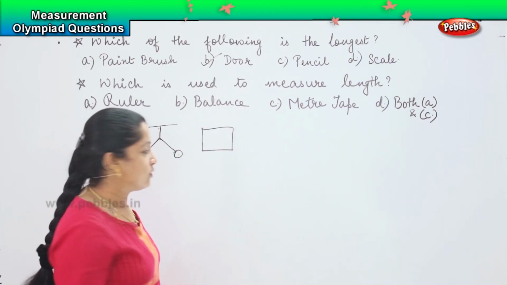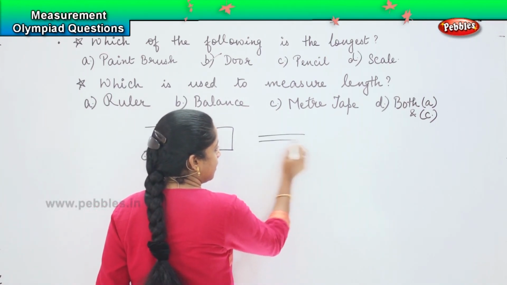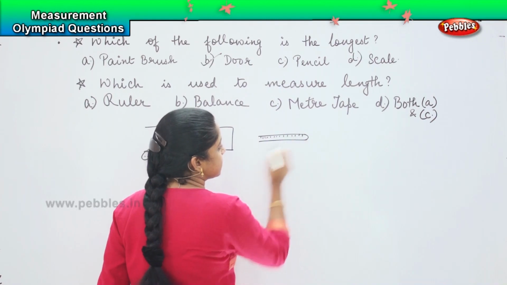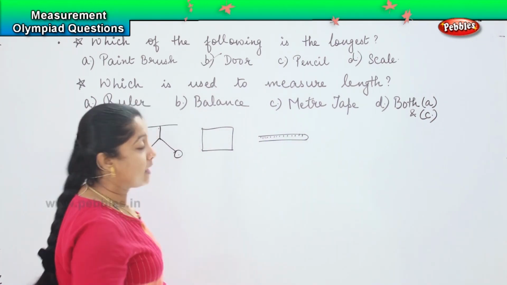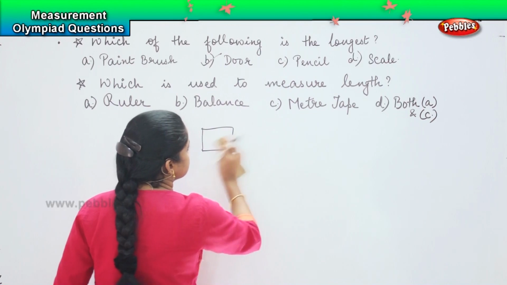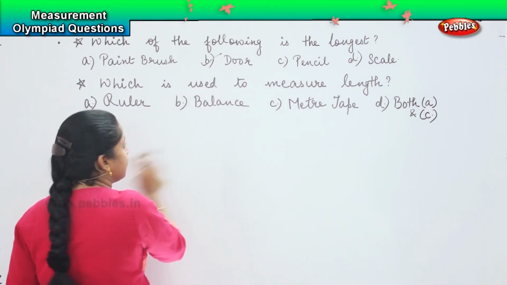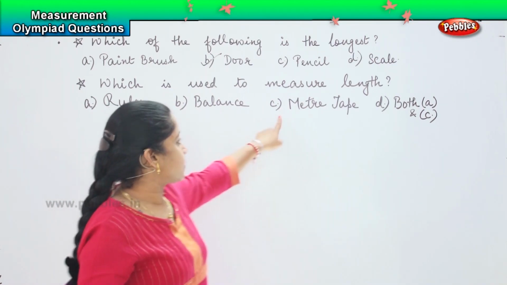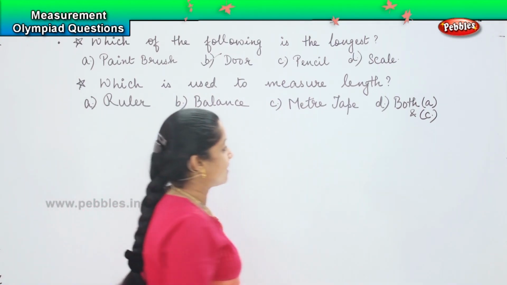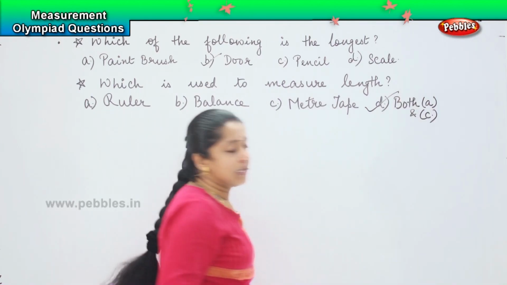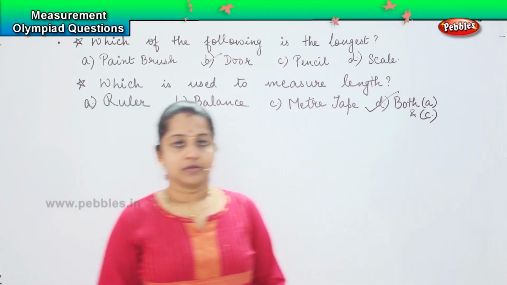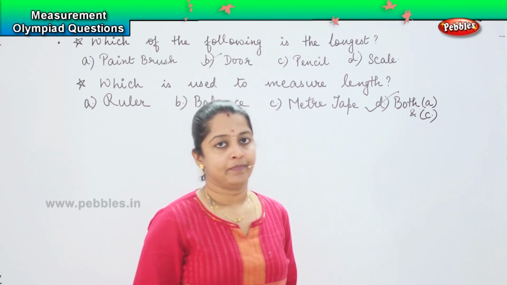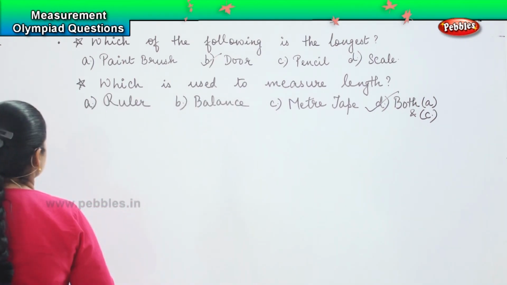Meter tape. Have you seen the meter tape? Again, here you will be having the measurements written on this meter tape, right? So do we use the meter tape to measure the length? Yes, we use the meter tape as well. Option D says both A and C, which means we use ruler as well as the meter tape. Yes? Yes. So option D is my right answer. So are you clear? Shall we do the next sum? So here is your next question.